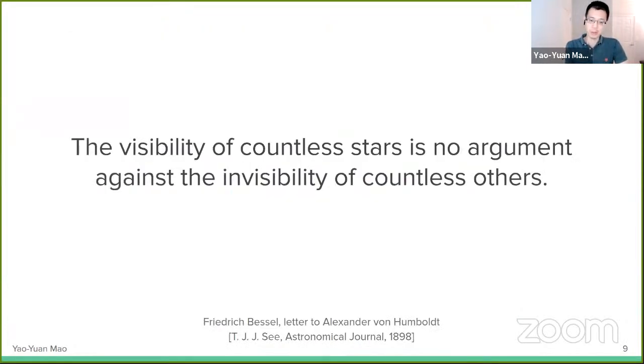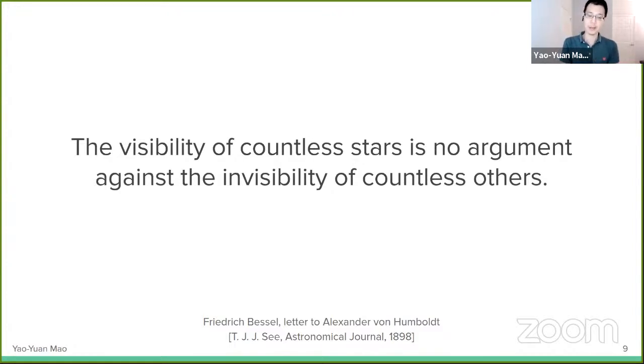So I will start with this quote from Friedrich Bessel. This is in his letter to Alexander von Humboldt in 1898. He says, the visibility of countless stars is no argument against the invisibility of countless others. This quote, in the context of this quote, is when they are discussing Sirius, actually. They noticed that one of the stars in Sirius has a small perturbation as a function of time. It's not sitting at a fixed point. And so the question is, what could be the reason for that?